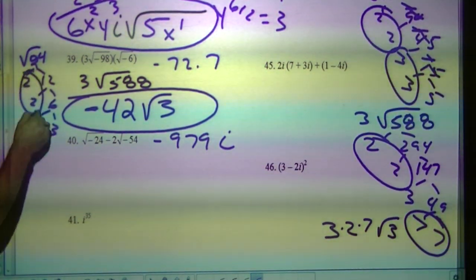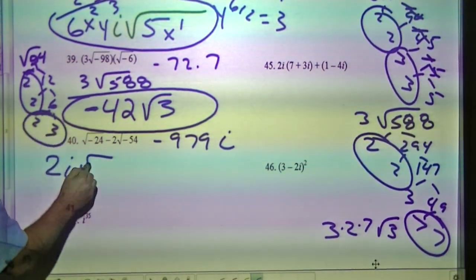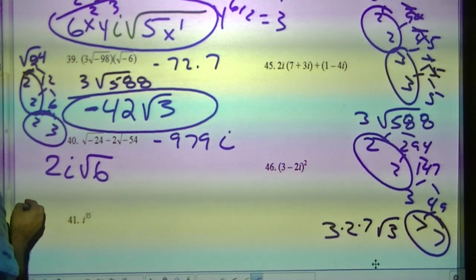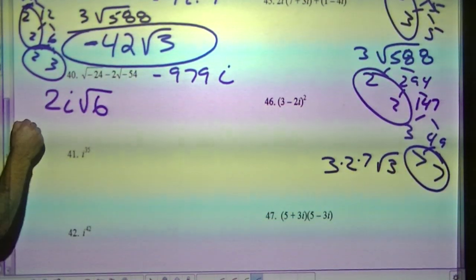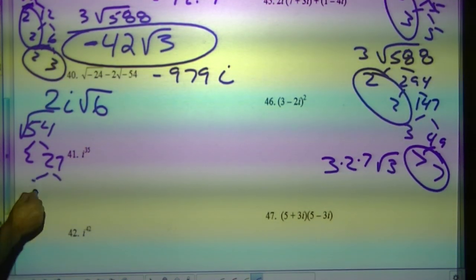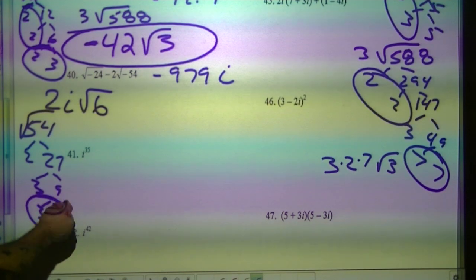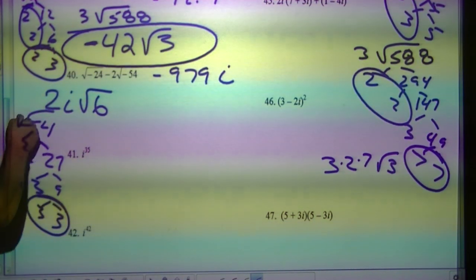So 24, square root of 24, 2 and 12, 2 and 6, 2 and 3. Here's a pair. So I'm going to have 2i, square root of, this is the inside part, which would be 6. To reduce 54, 54 is 2 and 27, 3 and 9, 3 and 3. Here's my pair. So that's going to be minus, and then I got the 2 out there.